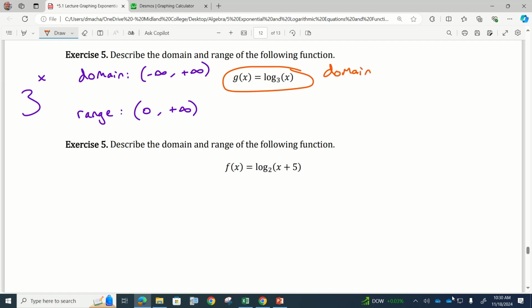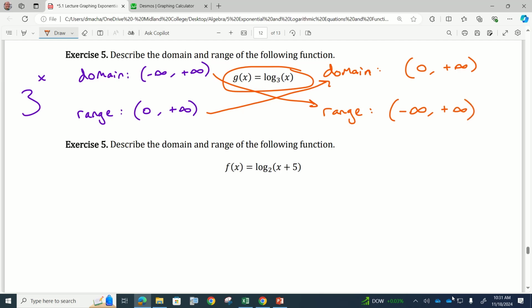So now if I ask you, what's the domain of my logarithm? What's the range of my logarithm? What do I do to find the domain and range of my logarithm base 3? I'll just swap the domain and range, because these are inverse functions. And the domain of the inverse function is the same thing as the range of my original function. And likewise, the range of my inverse function is just the domain of my original function. Easy.